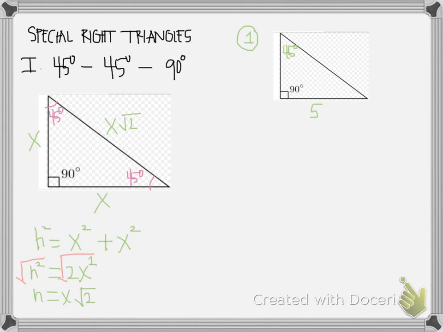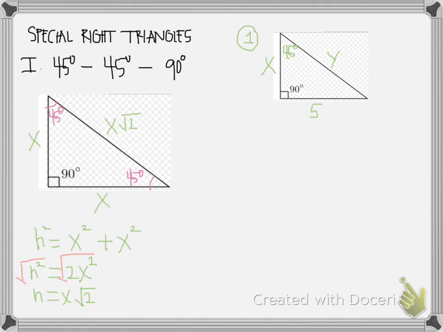Okay, so let's do this example here. So, number one, if I wanted to find the missing legs here, then I know that I'm looking at a 90-degree angle. So if it's a 90 degree and one of my other angles is 45, then the other one is going to be 45. So this is my special triangle. One of my legs is a 5, so that means that I could find these other two.